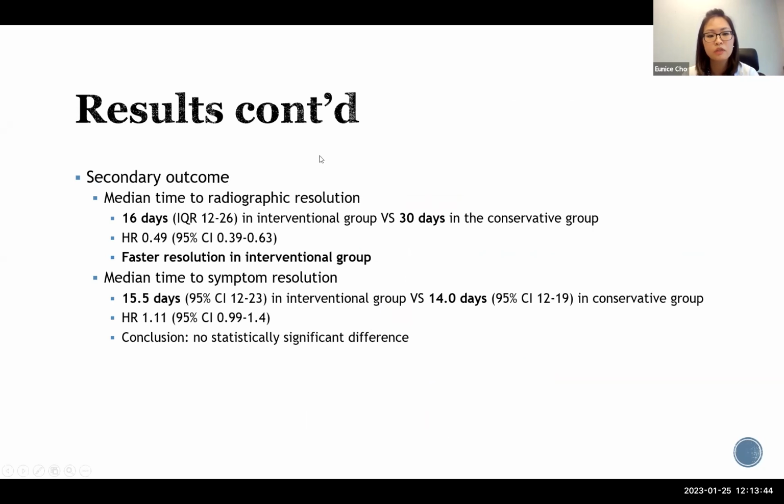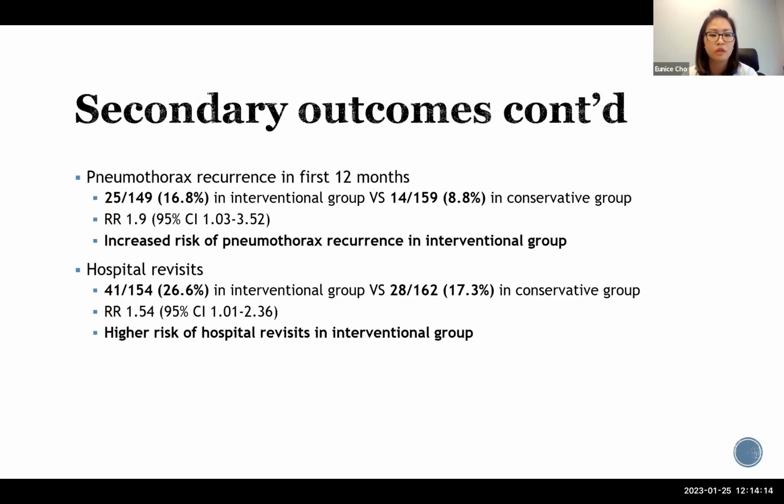But when you look at the secondary outcomes, they looked at a lot of them, but just a few things to highlight. The median time to radiological resolution was a lot quicker: 16 days in the intervention group versus 30 days in the conservative group. But when you look at the symptom resolution, the difference was really not significant, but slightly quicker in the conservative group compared to the intervention group.